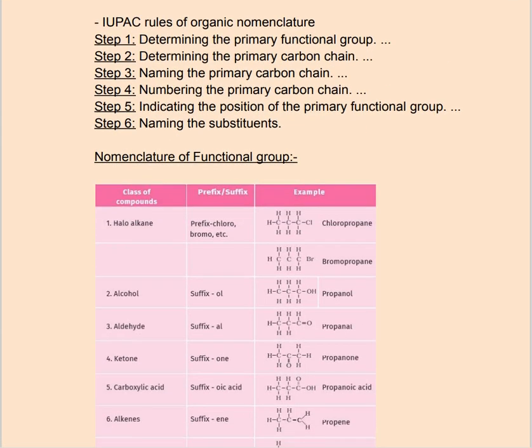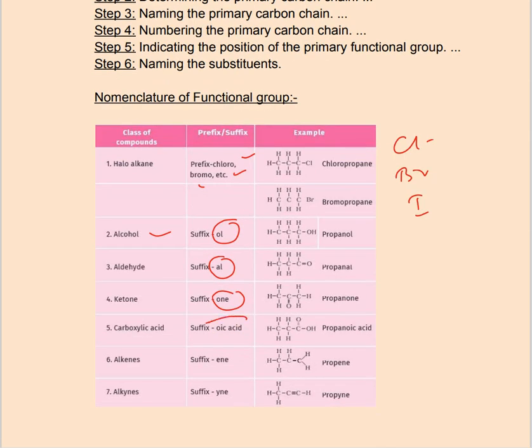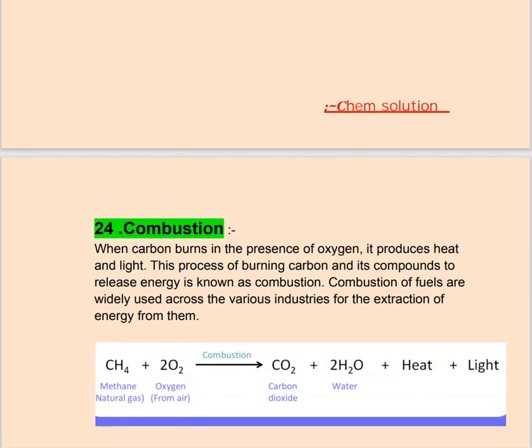Okay, the functional groups. First of all, haloalkanes: chloro, bromo, iodo. We use chloro for Cl, bromo for Br, and iodo for iodine. In the suffix, alcohol suffix will be ol. Okay, and aldehyde suffix will be al, ketone suffix will be one, and carboxylic acid will be oic acid. Okay, alkenes as I told ene, and alkynes yne. Clear?